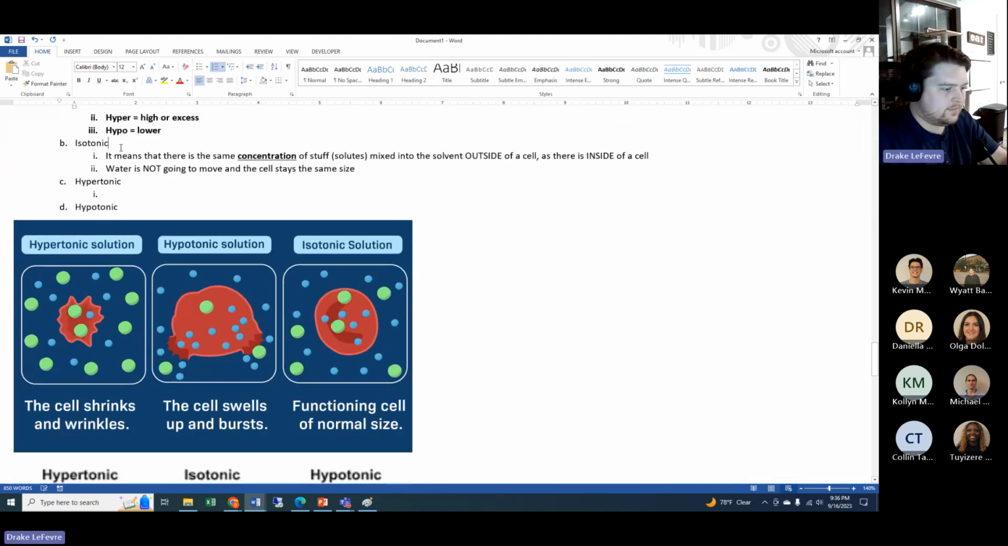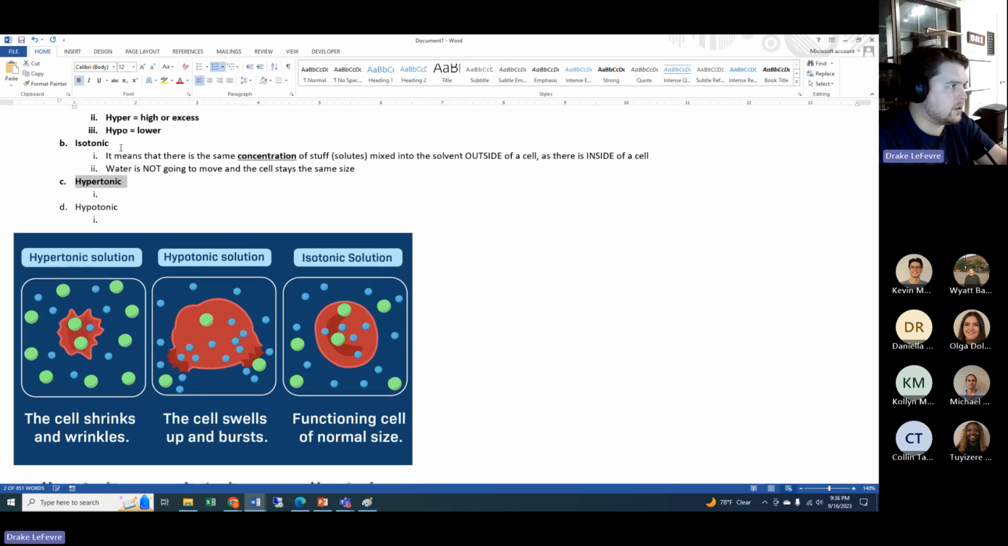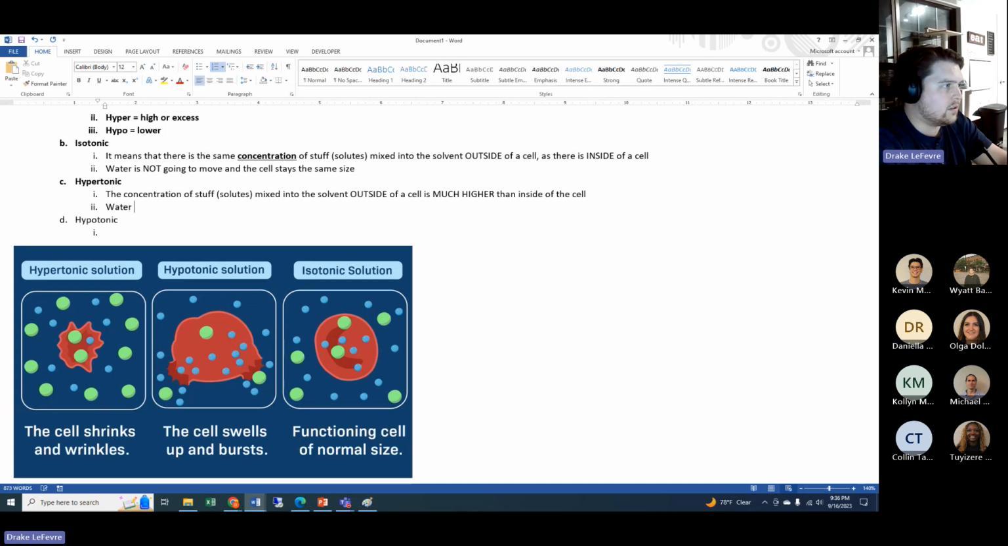Okay, a hypertonic solution, this one here, the first one, the cell is going to shrink. And that is because the concentration of the solutes mixed into the solvent outside of the cell is much higher than inside of the cell. So water flows out of the cell and the cell shrinks.